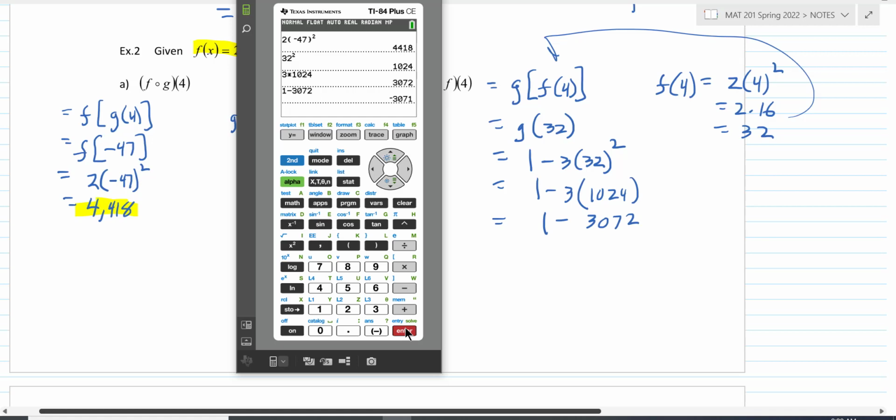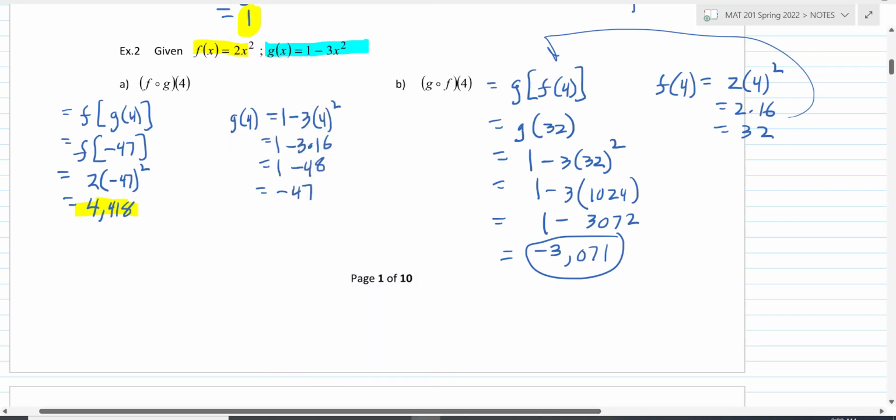Okay, so that function evaluates at negative 3,071. Okay, so what I'm going to do is I'm just going to give you 2 problems to do. If you want to try this, otherwise you can move ahead in the video if you want to, but I'd like to give you an opportunity to see if you're good with this. So let's do g composed of f of negative 1.